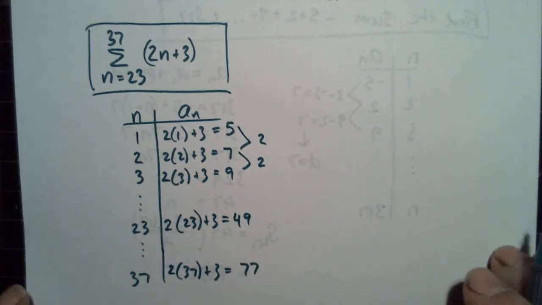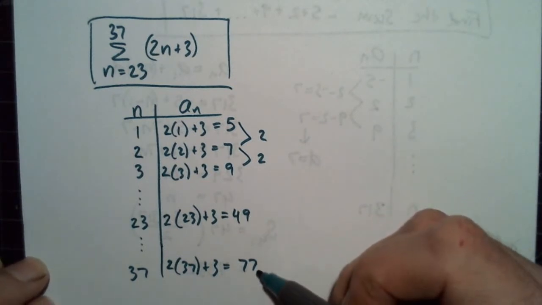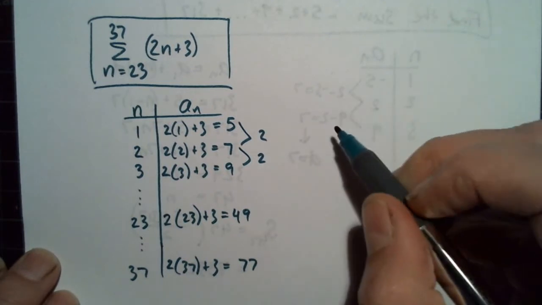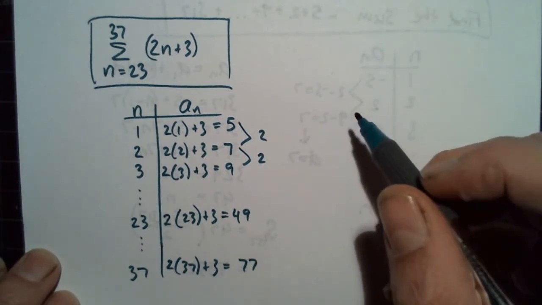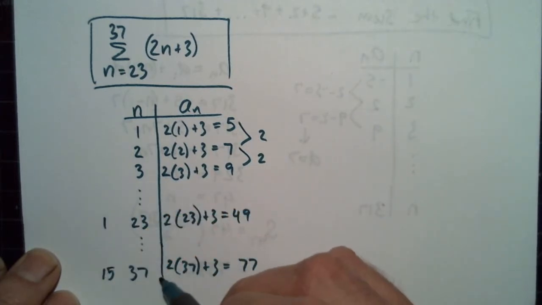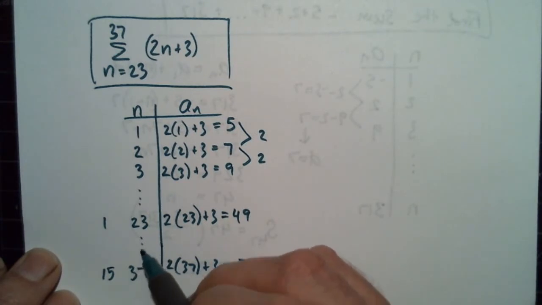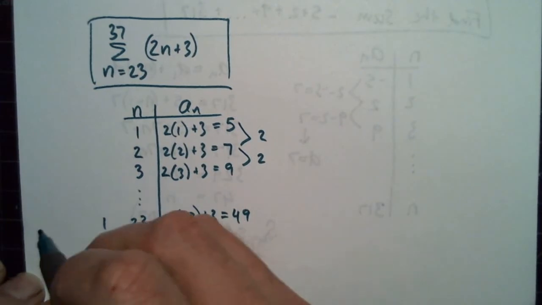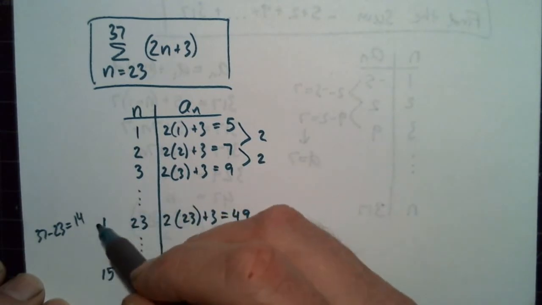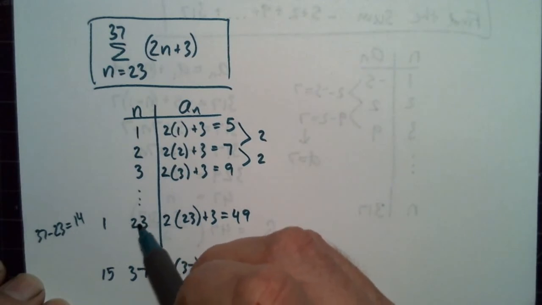So we have all the information that we need, because if we just want to find the sum from 49 to 77, that'll be the first term and the last term. So we have to be careful. We can't just do 37 minus 23. If we did 37 minus 23, that's going to be 14. But we actually have 15 terms, because once we subtract 23, we're not counting it anymore.